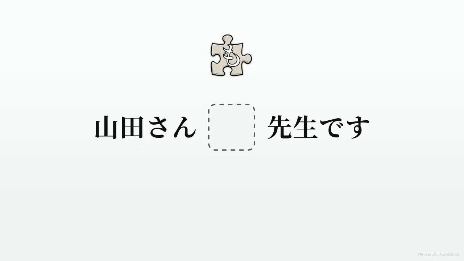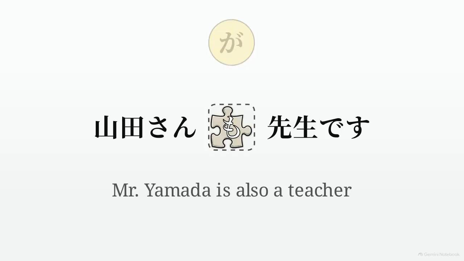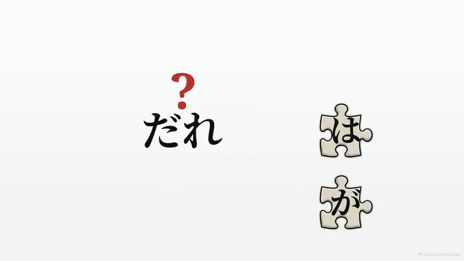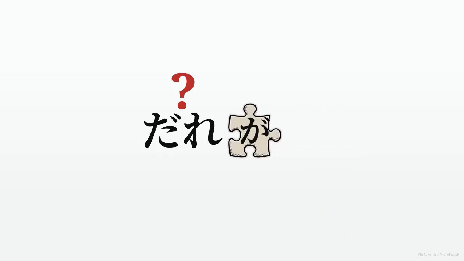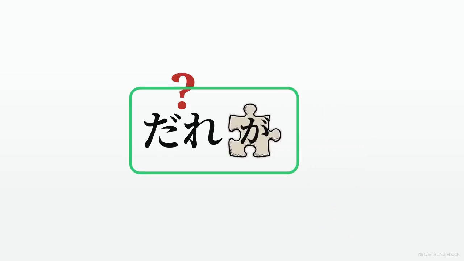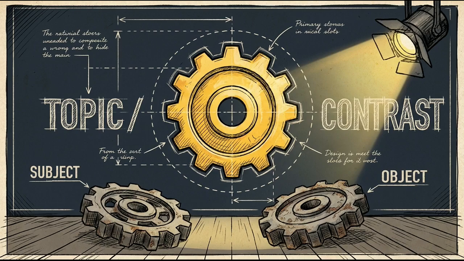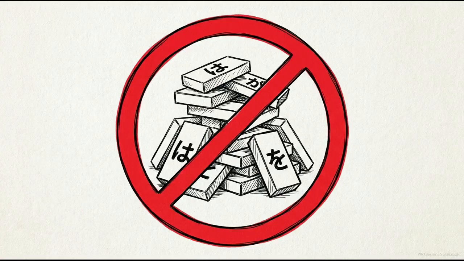The particle mo, which means also or too, follows the exact same replacement mechanics. If we say Yamada-san mo sensei desu, or Mr. Yamada is also a teacher, the mo takes the structural slot without stacking on top of other markers. Question words like dare or who represent unknown information, so they cannot be the established topic of a sentence. They require the subject particle ga instead. The core mechanical rule here is simple. Topic markers and contrast markers replace your foundational grammatical markers. They never stack on top of them.